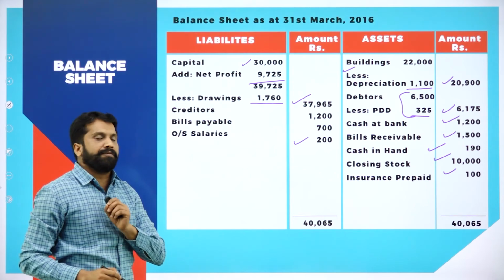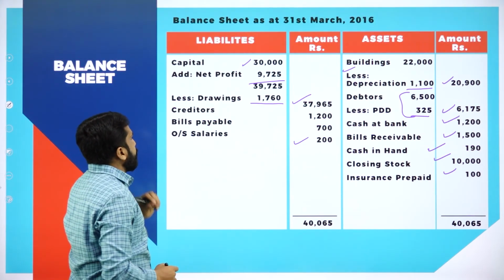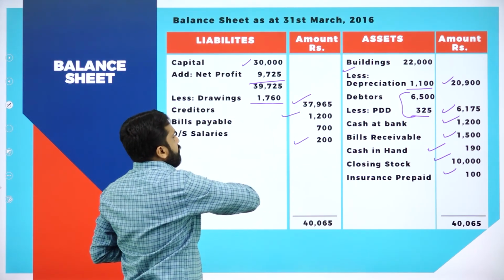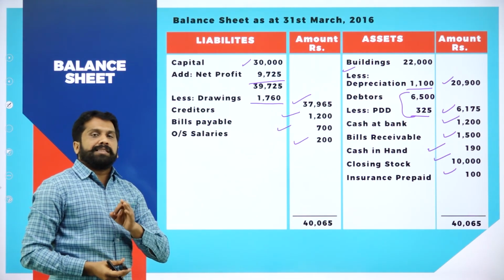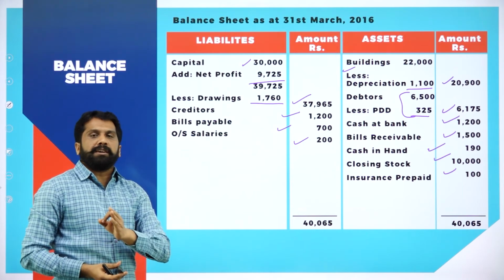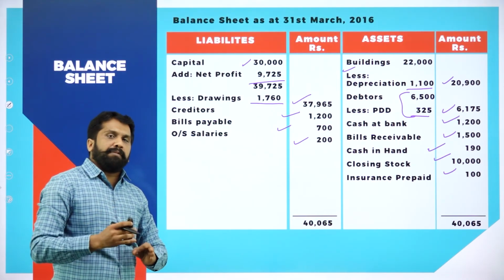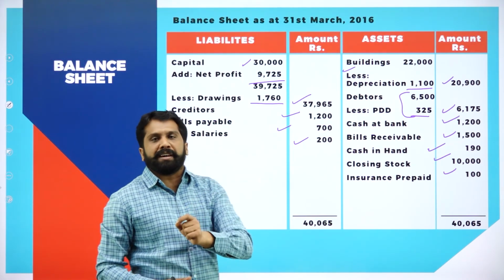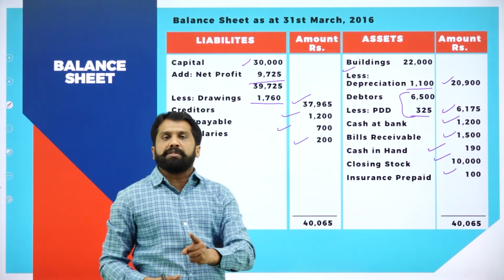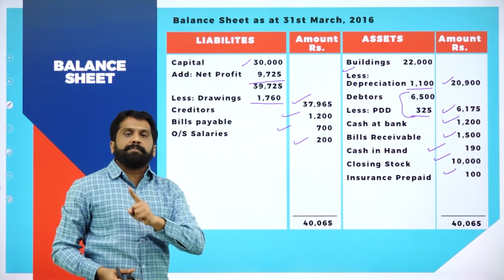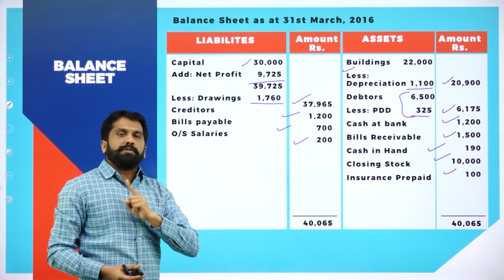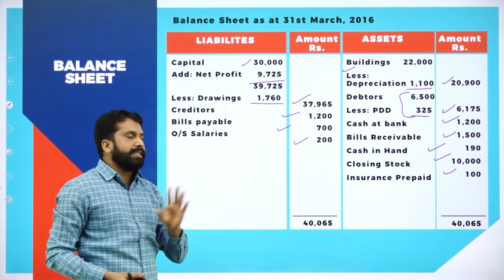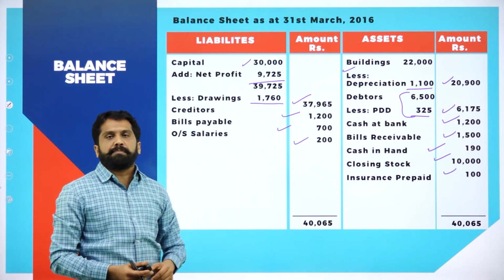Once it is done, your creditors as it is, bills payable as it is. Clear? This is the method of doing your final accounts. In every problem you will find the same kind of adjustment, but you have to remember which item comes under trading, P&L, balance sheet. If you know that, it is an easy task, just fill up the blanks.